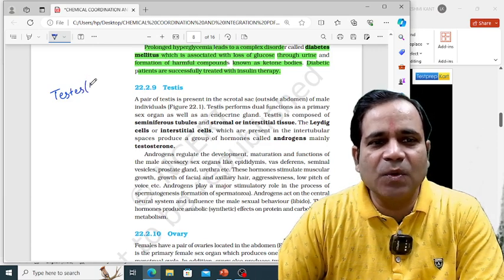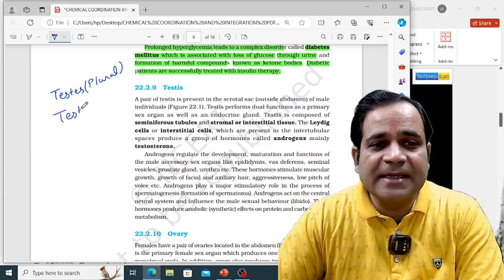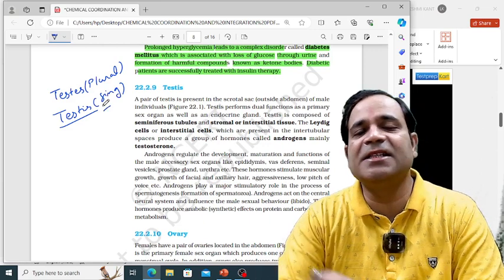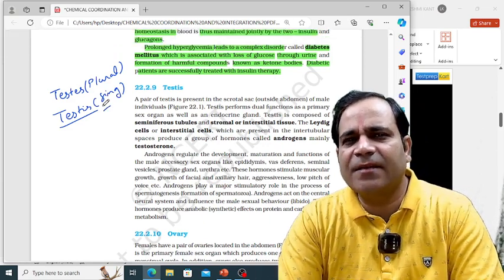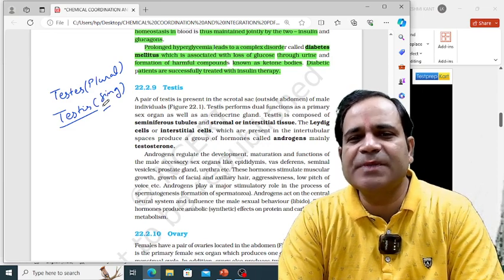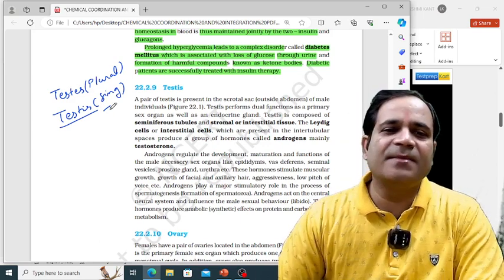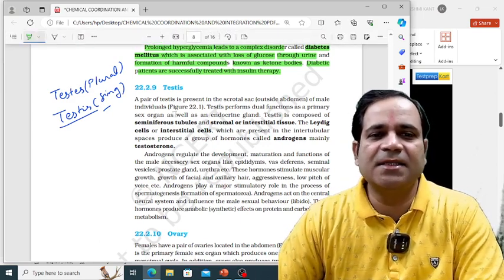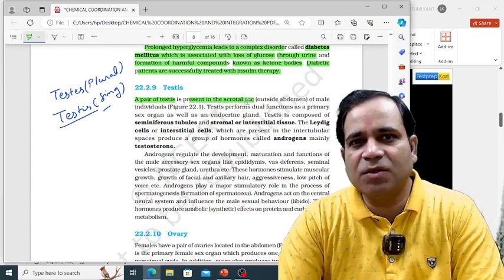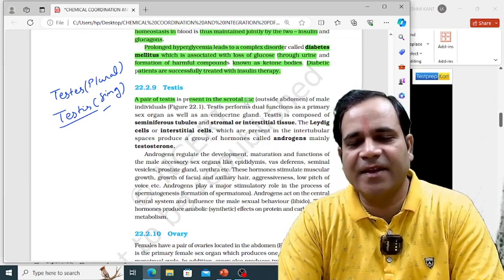T-E-S-T-E-S. This one is plural. But when I'm saying testis, that is singular, my dear. And you all know that testes are in a pair, my dear. So that's why I'm saying the testis is a primary reproductive organ which is responsible for the formation of sperm, my dear. Now see, a pair of testes is present in the scrotal sac. You know the meaning of a scrotal sac, my dear? Very good. If you know, then it's very simple to understand.